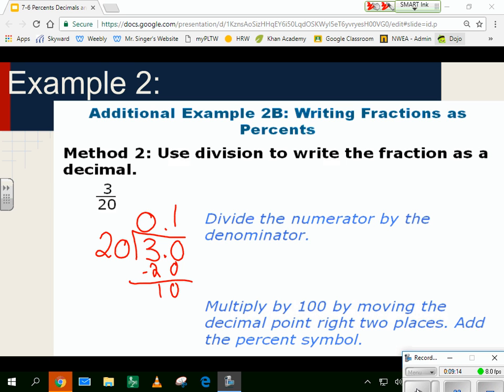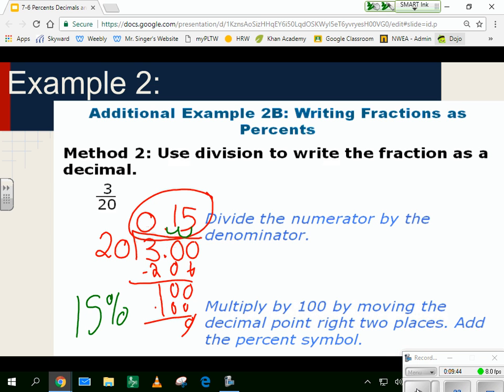When we subtract, we have 10, sorry. Now I have a remainder, so what I have to do is add another 0, bring it down, and see if I can find a number that 20 goes into 100. It does. 20 goes into 100 5 times, so 20 times 5 is 100. Now we have a decimal, and we've dealt with this already, and all you have to do then is move the decimal point 2 times to the right, once, twice, and there's your percentage, 15%. So all you have to do is move it twice, and you got your percentage.